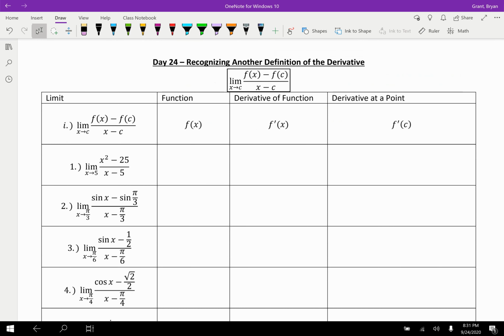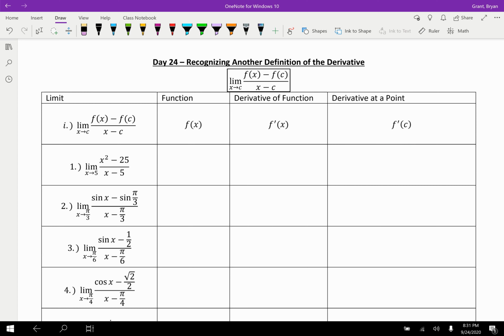Alright, our second page is very similar to the first, except now we're going to look at another limit definition of the derivative. It is also a valid way to find derivatives if we take the limit as x approaches c and do f of x minus f of c divided by x minus c. And if we simplify all that down, you're going to find f prime of x, or in this case, f prime of c. This one's always going to find a derivative at a point.